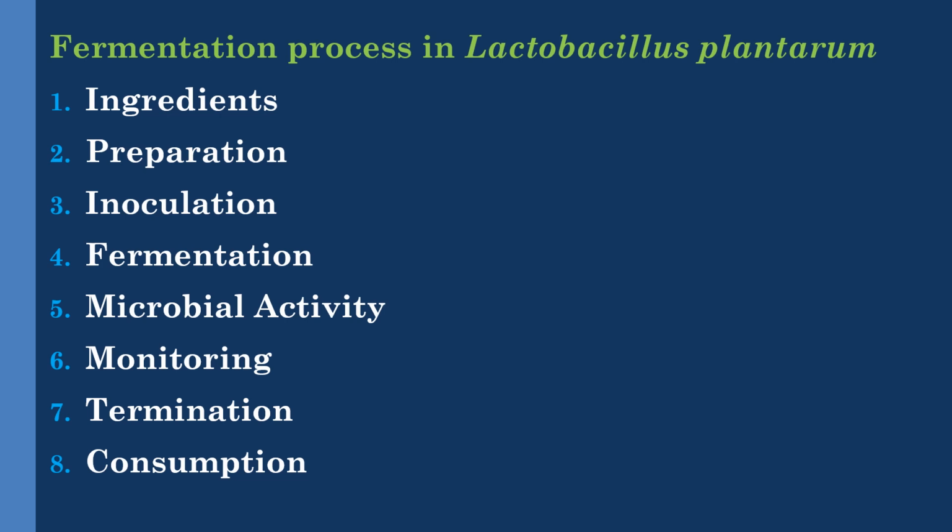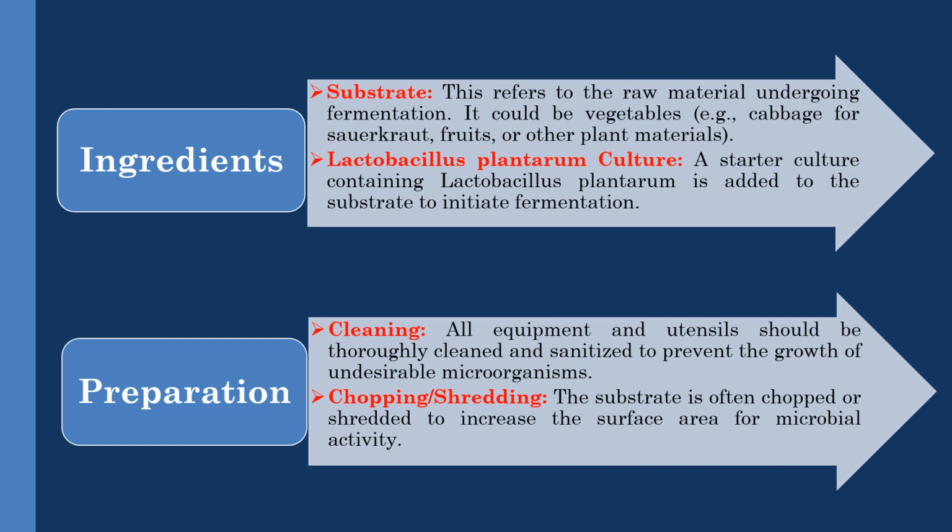Fermentation process in Lactobacillus plantarum. Ingredients, which is the substrate used to ferment with Lactobacillus plantarum. The steps are preparation, inoculation, fermentation, microbial activity, monitoring, termination and consumption. Ingredients, substrate: this refers to the raw material undergoing fermentation. It could be vegetables, for example cabbage for sauerkraut, fruits and other plant materials.